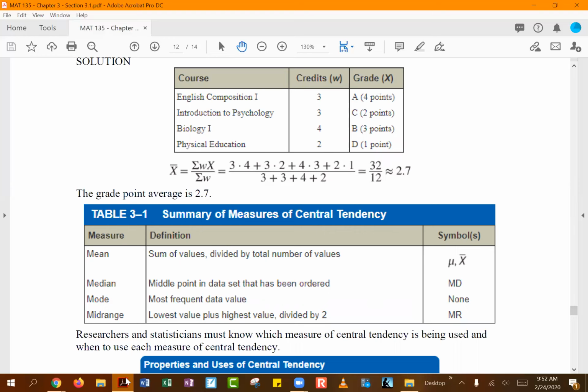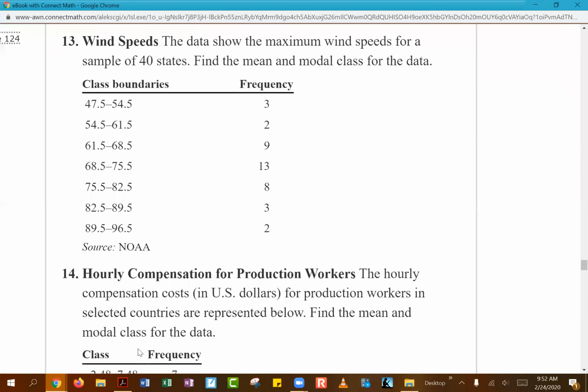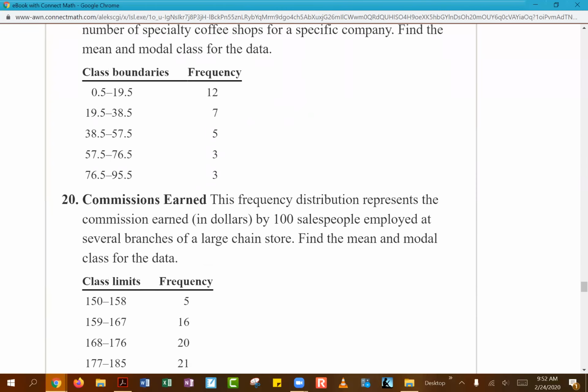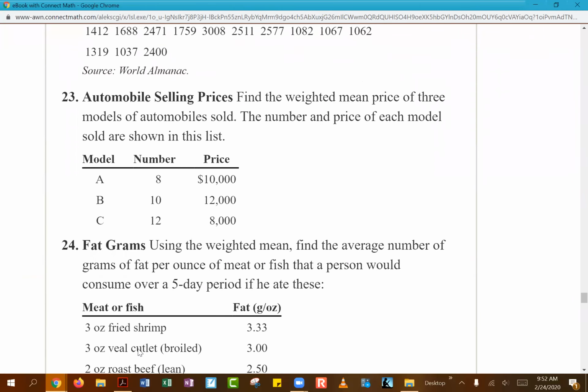So if we try and do a similar example to this, let me see if I can find one here. Okay, let's look at number 23 from our textbook. They're asking us to find the weighted mean price of 3 models of automobiles. The number and price of each model are shown. So take a minute, look through the problem, and then decide which are going to be your X values and which one is going to be your weight, your W value.